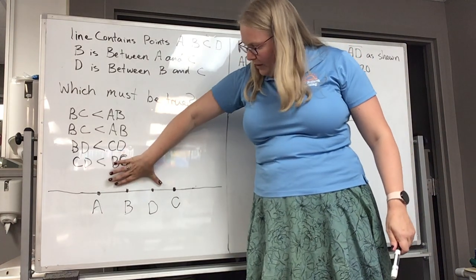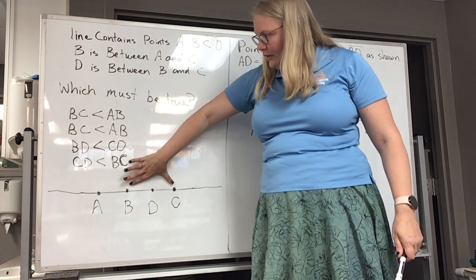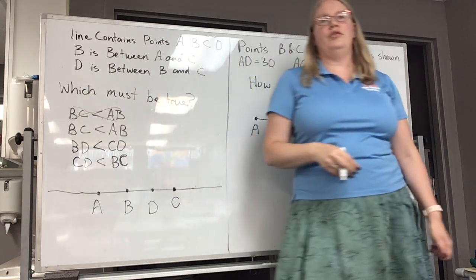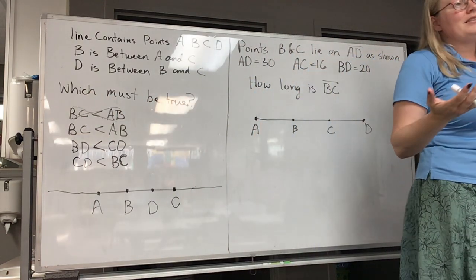AB could be bigger. As drawn, we see that BC is bigger. So this one is not must. Could be, doesn't have to be.